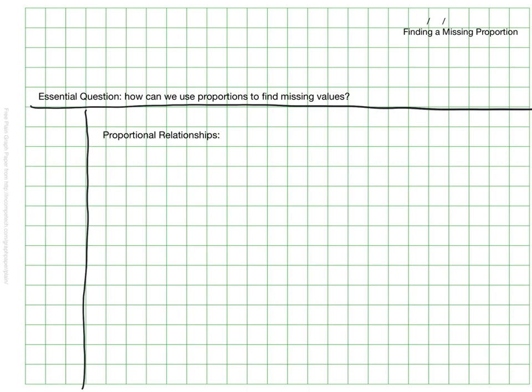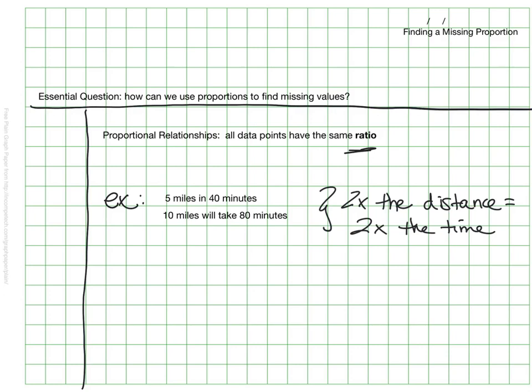A couple things are true about proportional relationships, but one thing that we're focused on for this video is that all data points in the proportional relationship have the same ratio. That's going to be very important. We see this in things like walking rates. If I know that I can walk 5 miles in 40 minutes, then I can infer that it will take me 80 minutes to walk 10 miles. Because if I'm going twice as far, I would need to have twice as much time, right? That's kind of what we think about when we think about proportional relationships.